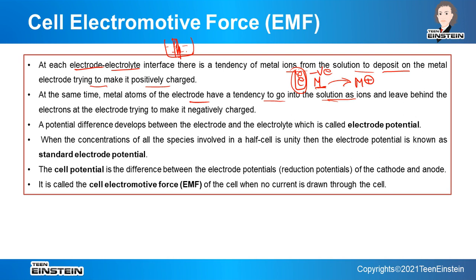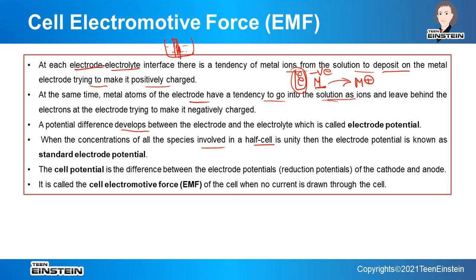So in one electrode there is accumulation of positive charge, in another electrode there is accumulation of negative charge, because oxidation and reduction are both going on simultaneously, right? So that is why a potential difference will now be developed between the electrode and electrolyte, and this is called electrode potential.